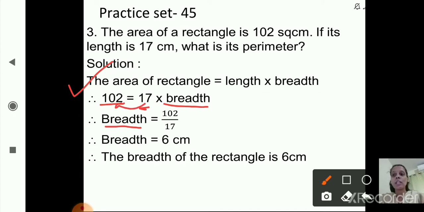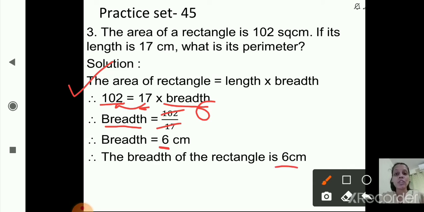So 102 divided by 17. 17 ones are 17, 17 sixes are 102, 102. So we will cancel this. 102 divided by 17, the answer is 6. 17 sixes are 102. So what is the breadth? Breadth is equal to 6 centimeter. Therefore the breadth of the rectangle is 6 centimeter.